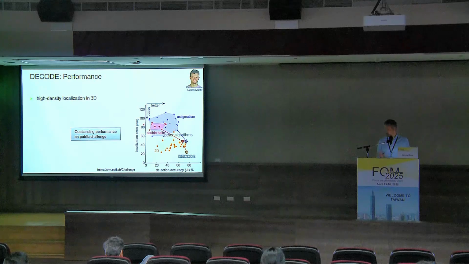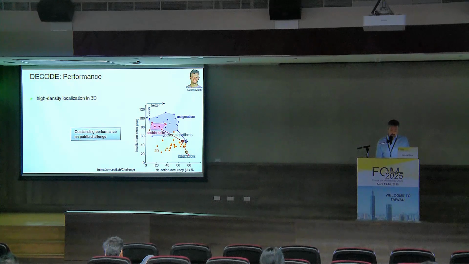So here, this is a complicated graph, but it's in the end not so difficult to understand. On the horizontal axis, we have the detection accuracy, basically what fraction of the fluorophores do we see, and on the vertical axis, we have the localization error. Now each dot is one algorithm, each color is a different approach: 3D using astigmatism, 3D using a double helix, and 2D imaging. And you see that DECODE really outperforms all other algorithms, often by a large margin, especially here on this high density data set.